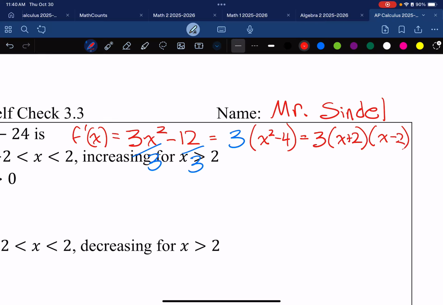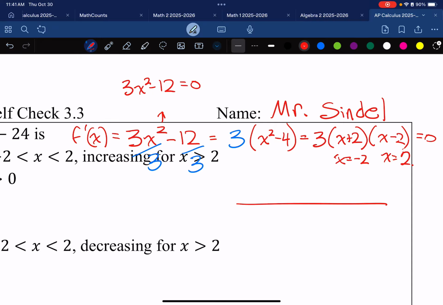You don't have to do it this way. There is another way to do this where you just set 3x squared minus 12 equal to 0. Then you can add 12 to both sides, divide by 3, and then take the square root. As long as you remember that whenever you square root it, you do the plus or minus, you'll also get the same answer. Either way, you'll set everything equal to 0, and that means that x will be equal to a negative 2, x will be equal to a positive 2, and those are the only possible values. You should get the same answer regardless. So you should get a negative 2 and a positive 2.